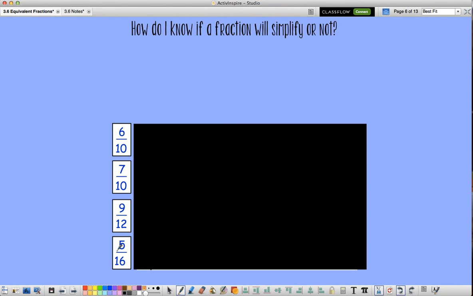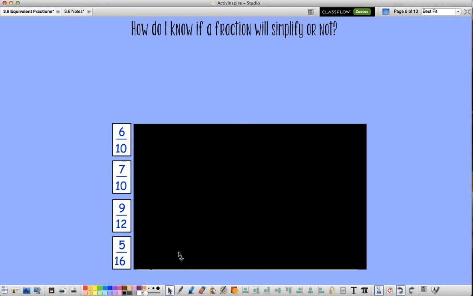Okay, so now we're looking at simplification. Simplification is another way of making equivalent fractions, because when we make equivalent fractions, we can do one of 2 things. We can multiply or we can divide. If you add or subtract, you're not making equivalent fractions because that doesn't do the same thing to the top as you do to the bottom.